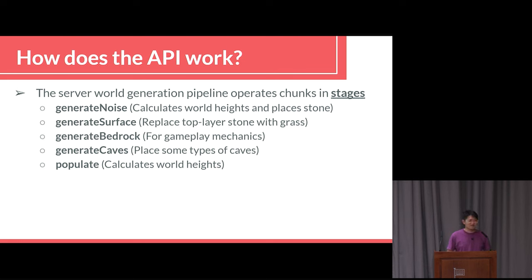We don't have a guarantee of when these things are called, only that they will be called in order. For example, if I am on the populate stage on a certain chunk, I can guarantee that all the previous pipeline stages were executed for that chunk. Nothing else, nowhere else. So we'll essentially be working on one chunk at a time, at any moment.